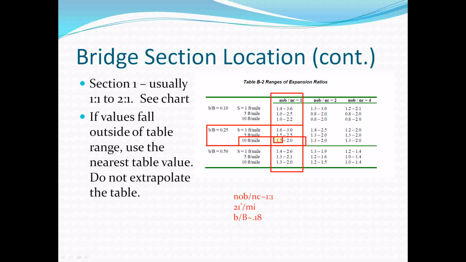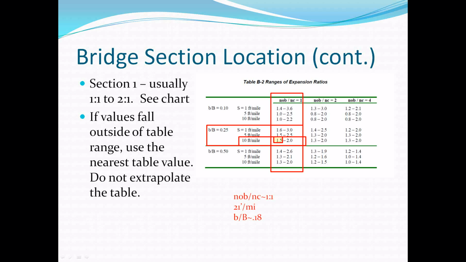The next thing I did was to look at the B over B ratio, and our bridge opening width was about 44 feet, and our floodplain width was about 244 feet, and that gives us a B over B ratio of 0.18, and so that's nearest to the 0.25. It's sort of halfway in between, but it's a little closer to 0.25, so that's what I ended up using.